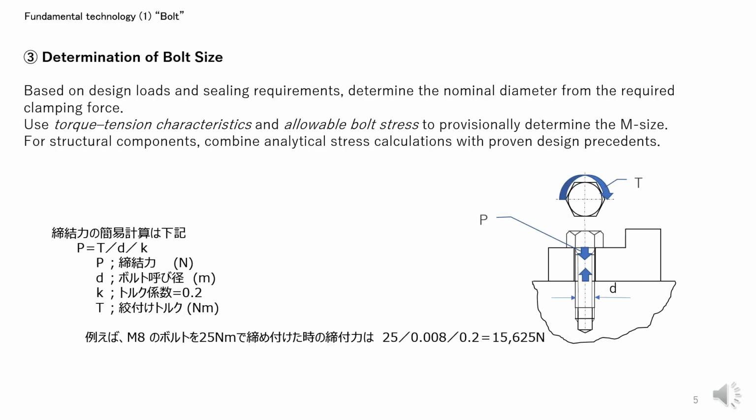Determination of bolt size. Based on design loads and sealing requirements, determine the nominal diameter from the required clamping force. Use torque tension characteristics and allowable bolt stress to provisionally determine the M size. For structural components, combine analytical stress calculations with proven design precedents.